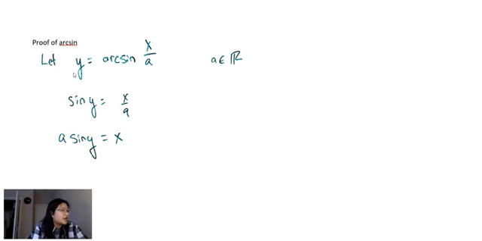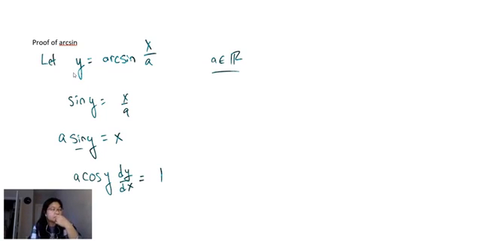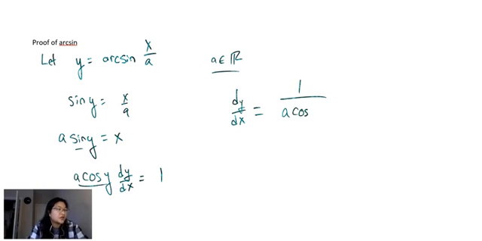So we have what? A, which is a constant, so that's just a scalar multiple, and then we take our derivative of sine, that's cosine. So we have a cosine of y times the derivative dy dx. And this equals the derivative of x, which is 1. And now we can rearrange this again to get dy dx by itself. So we have dy dx is 1 over a cosine of y. And we're taking cosine of only y.